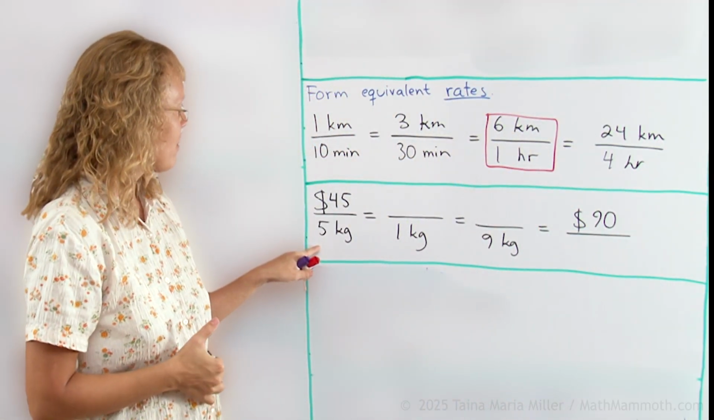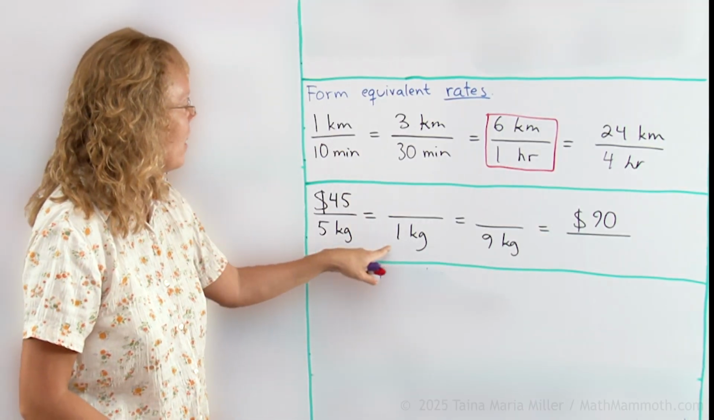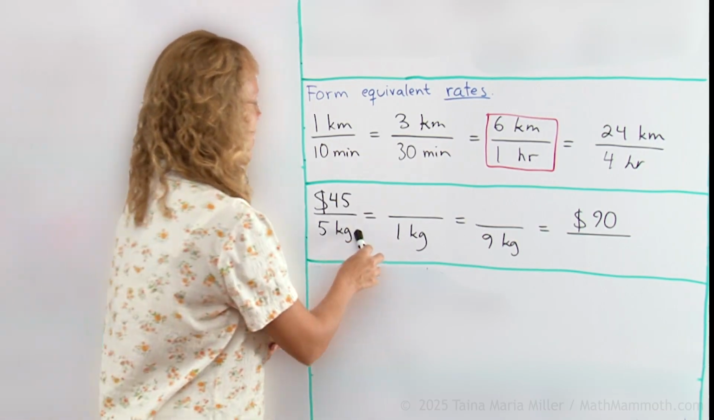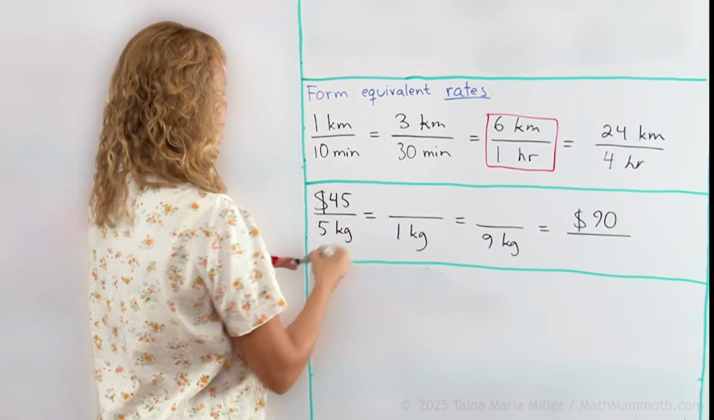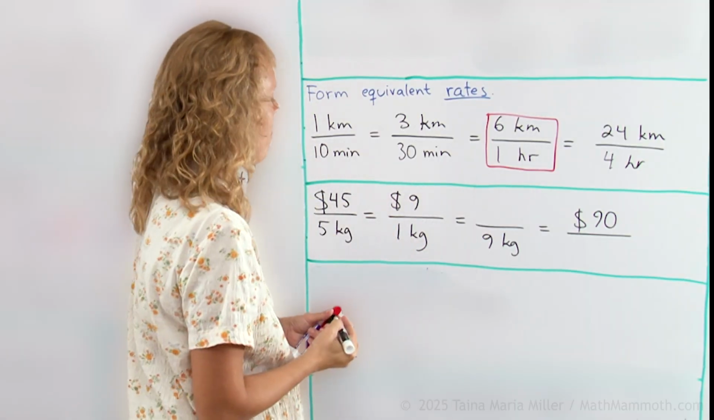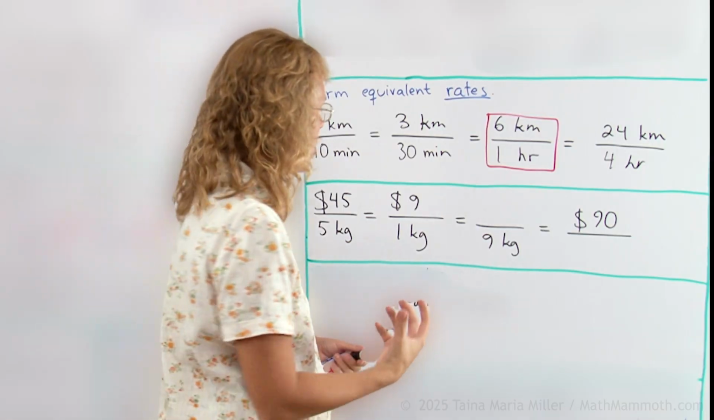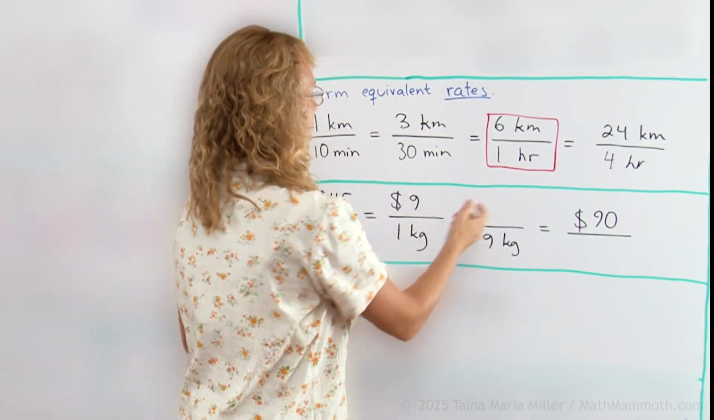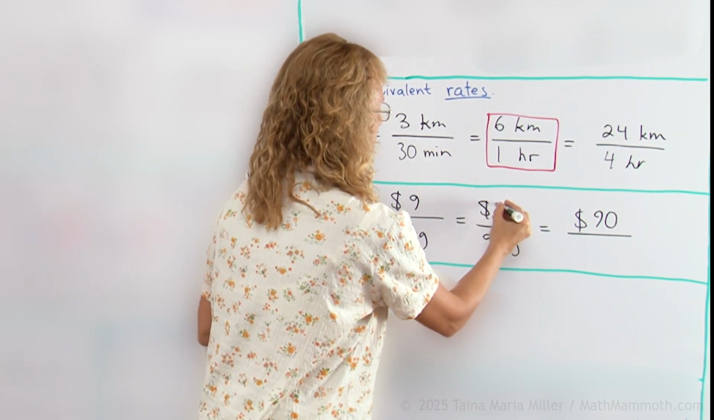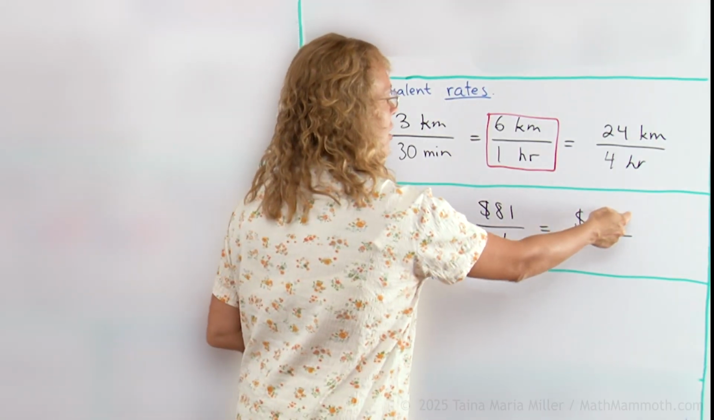Here's another rate, $45 per 5 kilograms. Here we'll go to the unit rate, that's the number 1 here. And it is a division by 5 here, so here too we get $9. $9 per kilogram. Now let's say you are going to buy 9 kilograms of this stuff. How much will it cost? You multiply by 9. This by 9, this by 9 too. So we get $81.